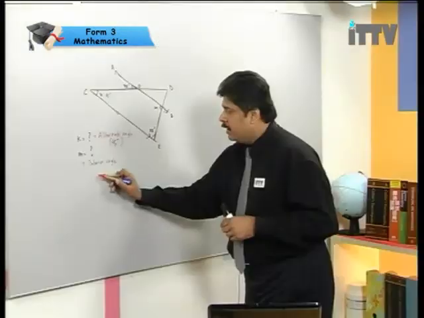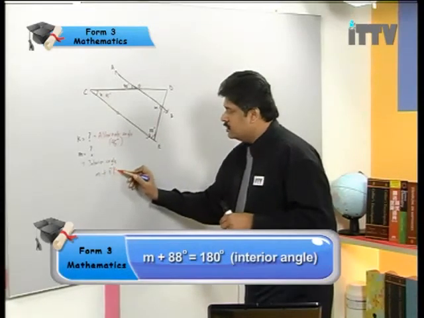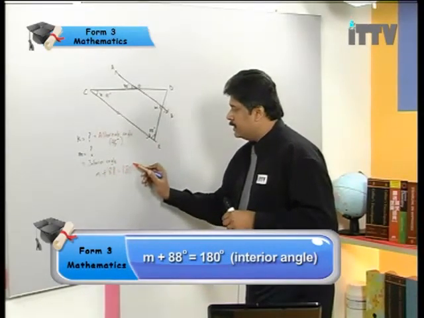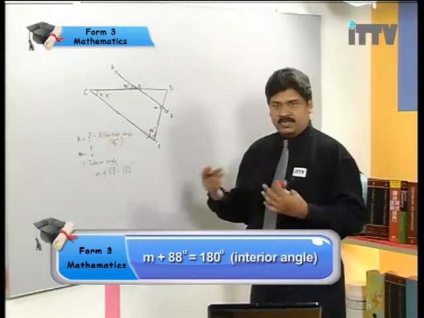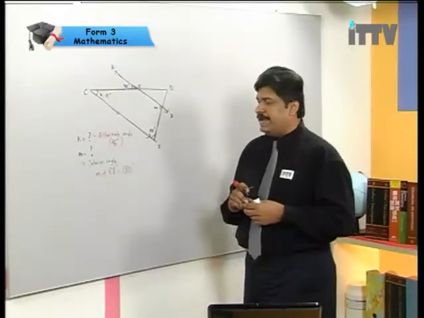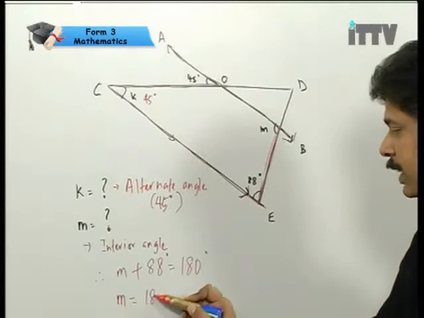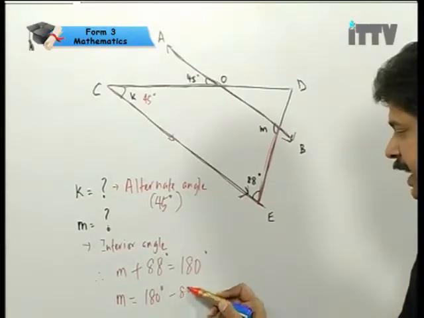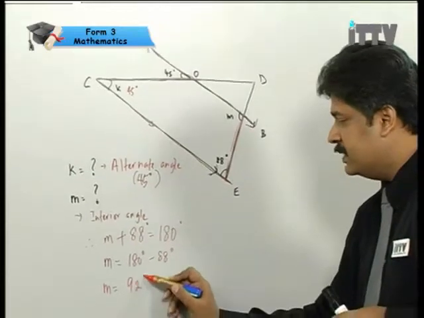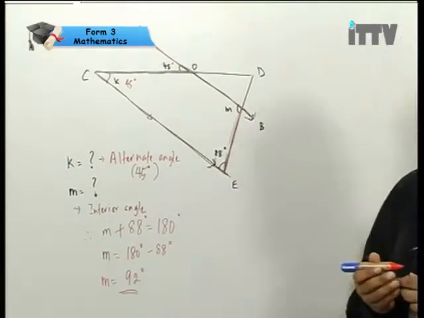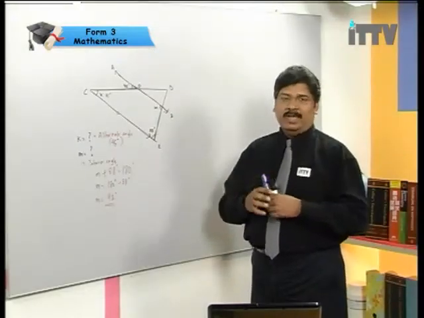Therefore, M plus 88 should give you 180 degrees. This is the sum. So therefore, in order for us to obtain the value of M, M should be 180 less 88 degrees. So therefore, M should read as 92 degrees. So this is how we find the value of M.